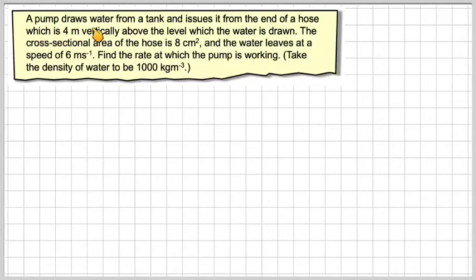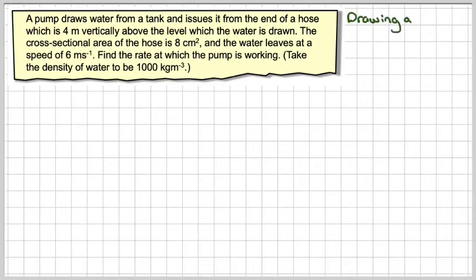A pump draws water from a tank and issues it from an end of a hose, which is 4 meters vertically above the level which the water is drawn. The cross-sectional area of the hose is 8 centimeters squared, and the water leaves at a speed of 6 meters per second. Find the rate at which the pump is working and take the density of water to be 1000 kilograms per meter cubed.